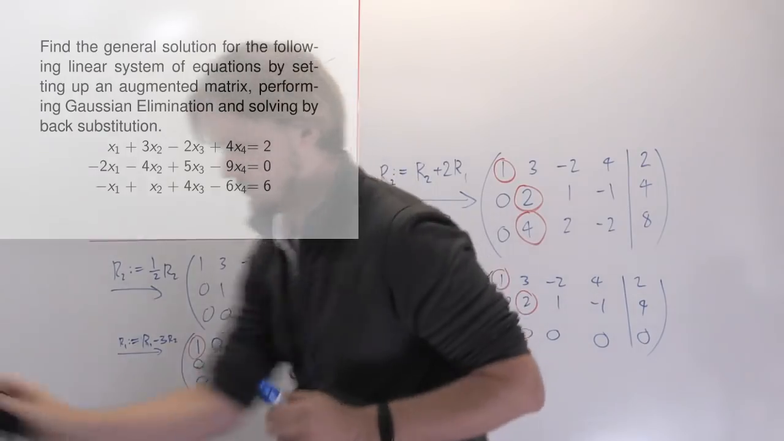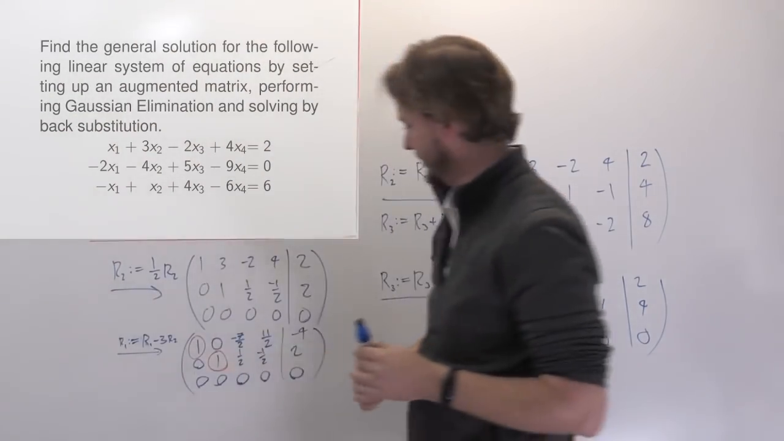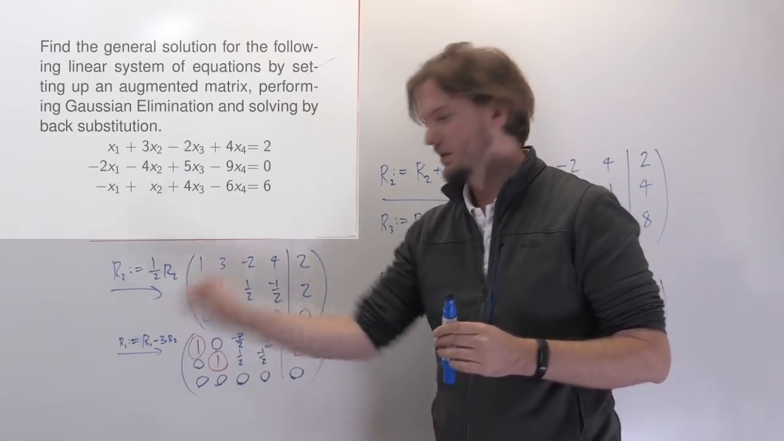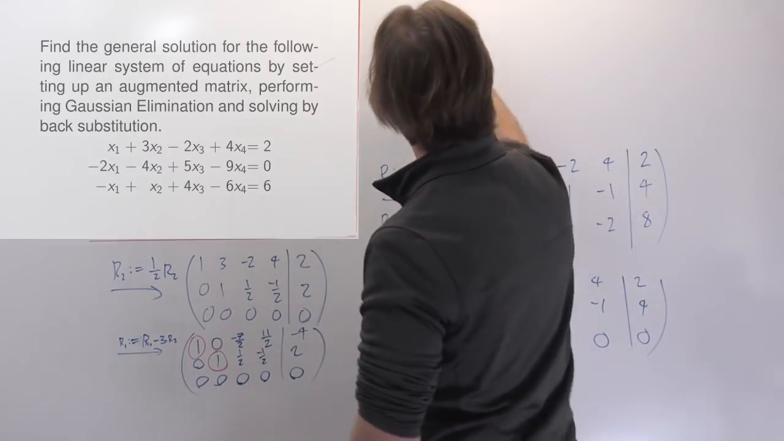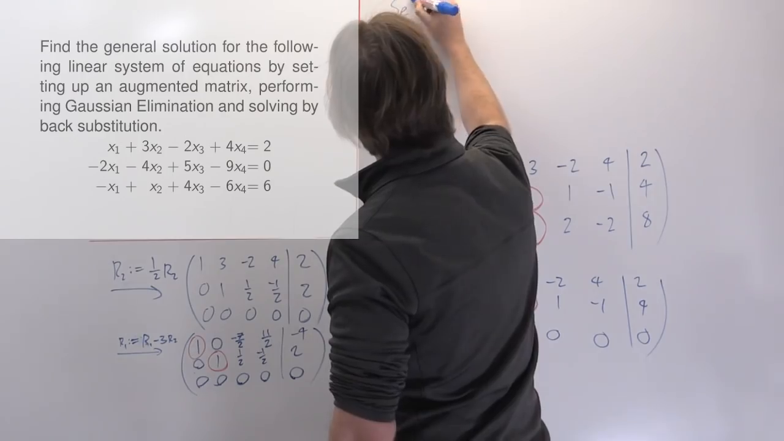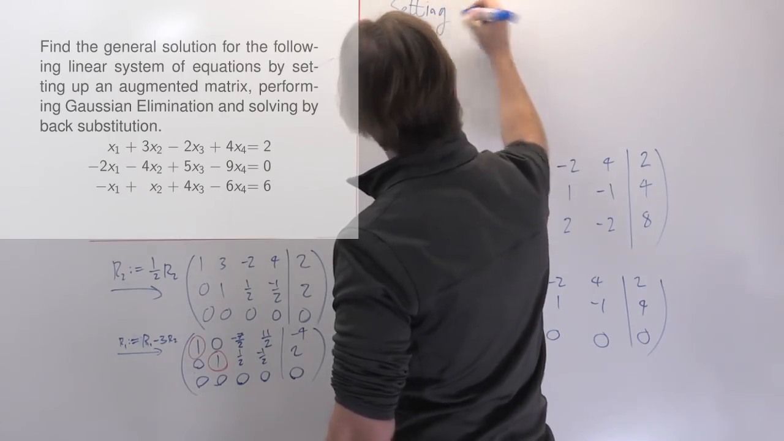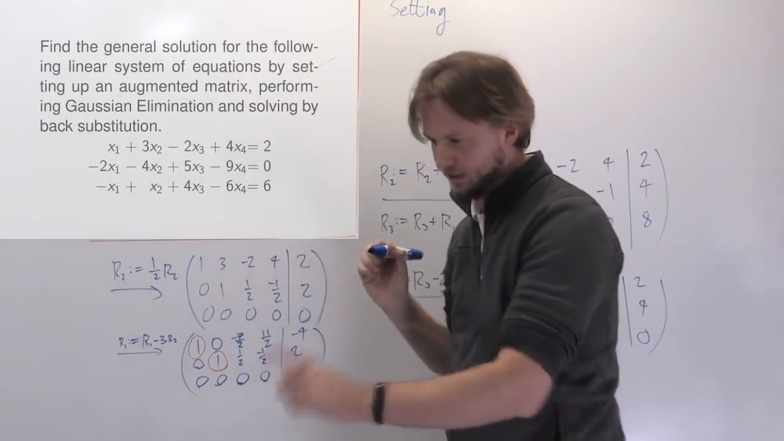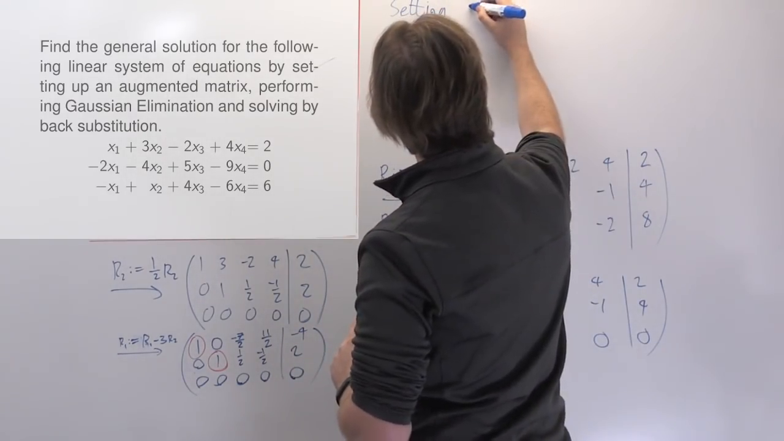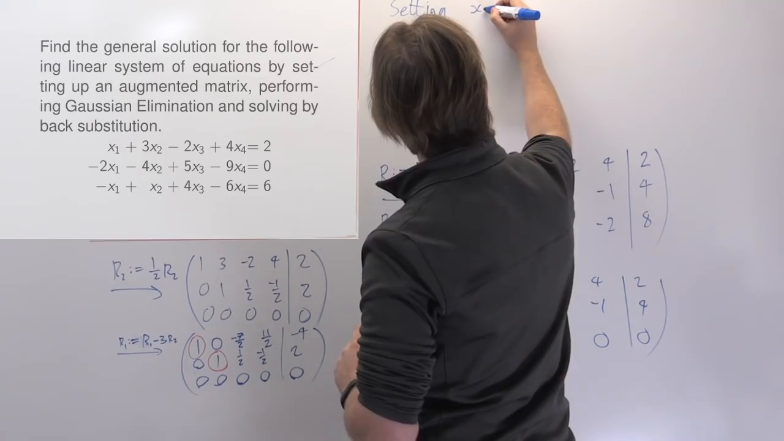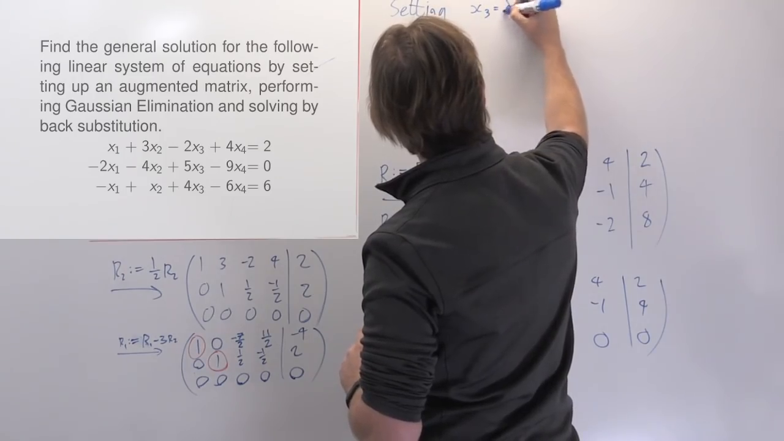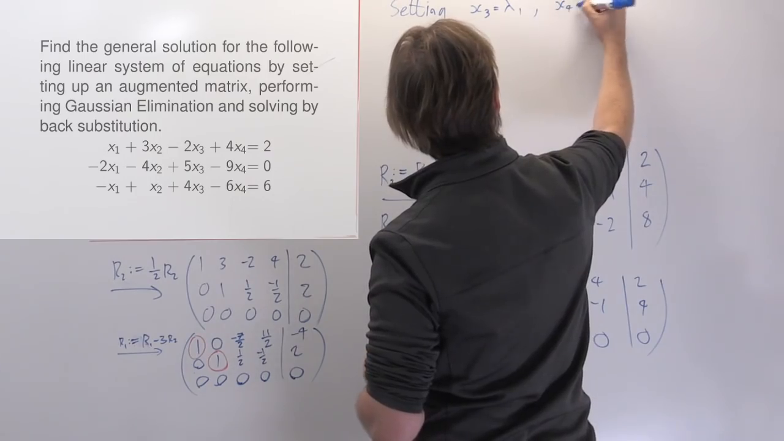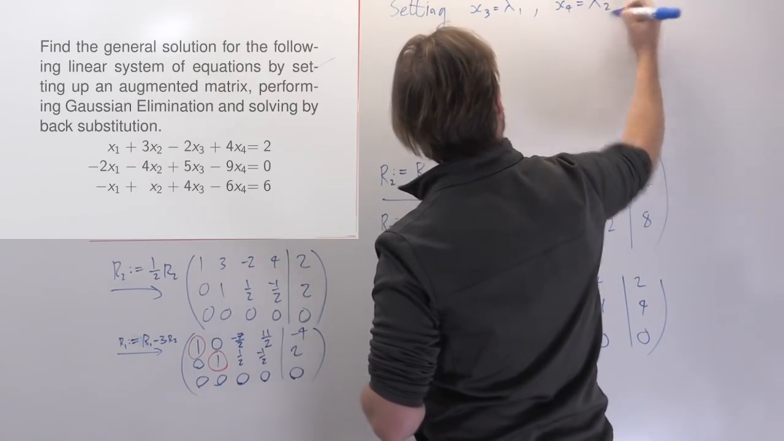And so there are going to be some parameters in our solution, and they're going to correspond to these non-leading columns. So I'm going to set these as parameters and then solve for the other two. Let's set, say, what was the original notation? X. So let's set x3 equals lambda 1, and x4 equals lambda 2.